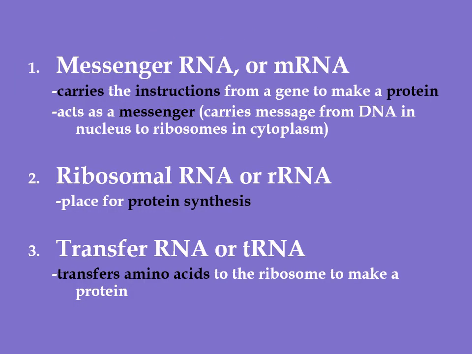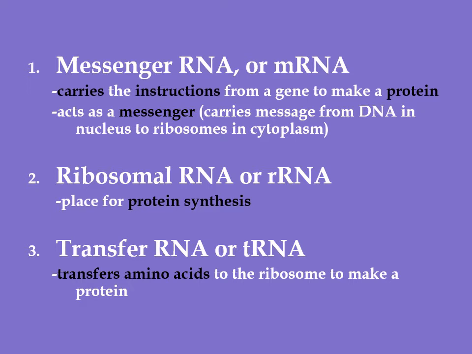So once again, here's a good review of what each of those types of RNA do. The messenger RNA carries the instructions from the genes in our DNA to make a protein. So it acts as a messenger. It carries the message from DNA in the nucleus to the ribosomes in the cytoplasm.